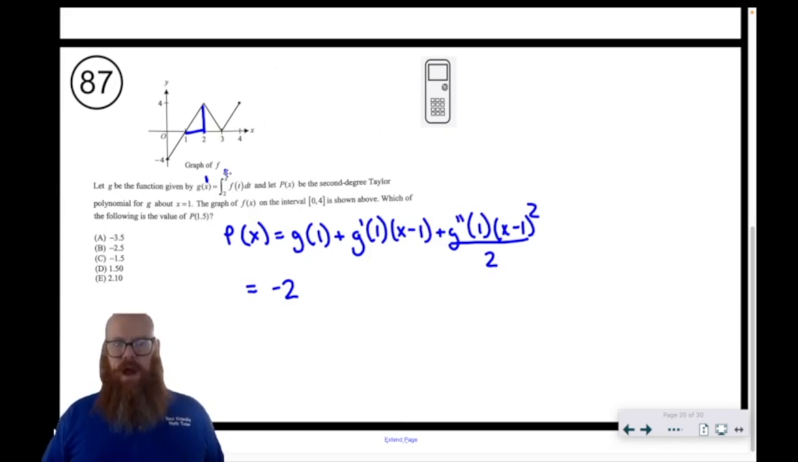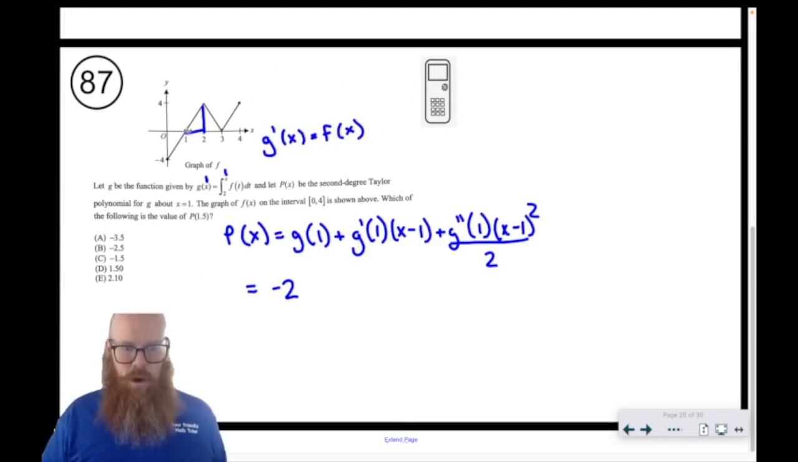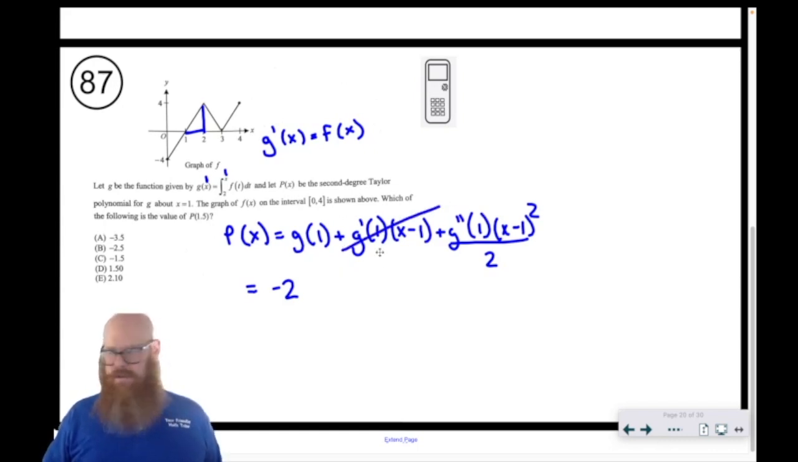Now, G prime of 1. What G prime of 1 represents is just f of 1. Because this is the second fundamental theorem of calculus, G prime of x is equal to f of x. So G prime of 1 is f of 1. Well, that's 0, right? That's good. That makes all this just go away. So this is gone.